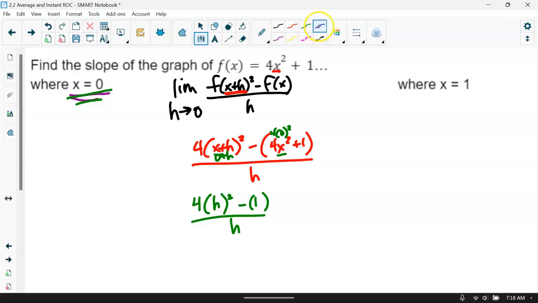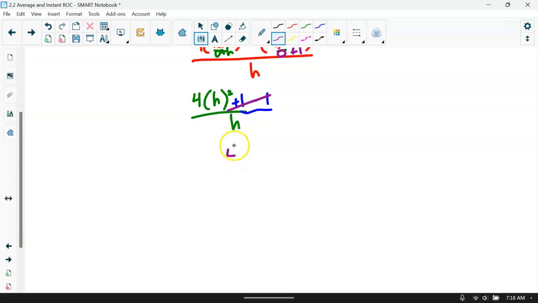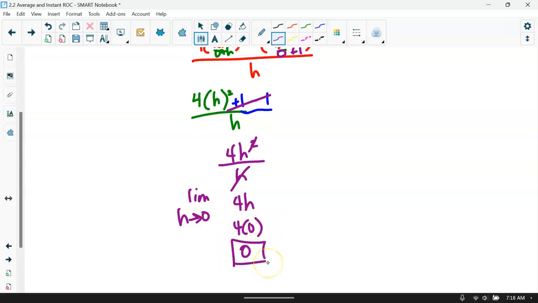Oh, I just realized, I'm sorry. I forgot to put the plus 1 here. I apologize. So that was 4x squared plus 1. There we go. So this is 4h squared plus 1 minus 1. So now notice here, because we got 0 plus 1, which is 1, that is 0, canceling out. So here I've got 4h squared over h, which simplifies to 4h. So here we go. The limit as h approaches 0, substitute 4 times 0, which again is also, there's your 0.